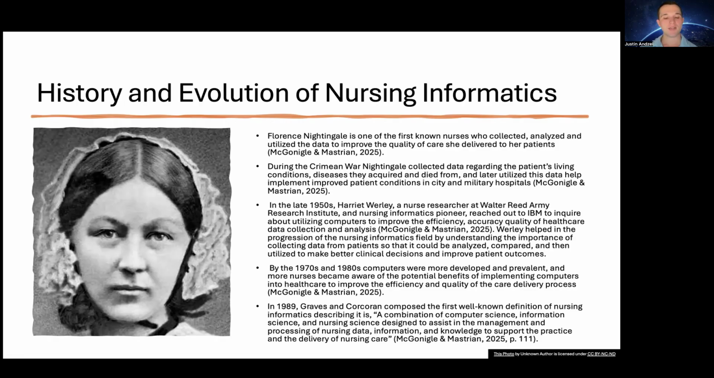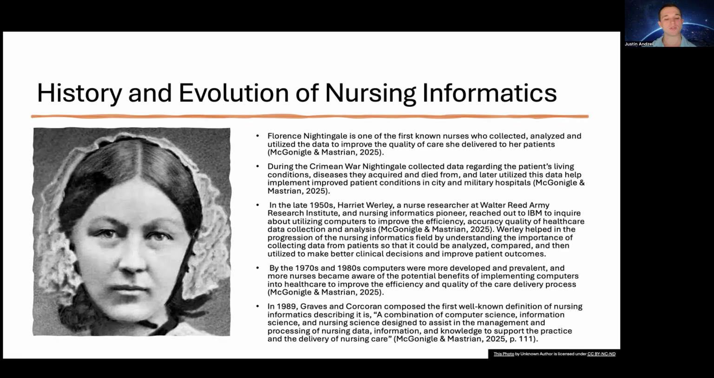By the 1970s and 1980s, computers were more developed and prevalent, and more nurses became aware of the potential benefits of implementing computers into healthcare to improve the efficiency and quality of care of the care delivery process. During this period, nursing leaders were advocating for increased informatic education and usage, developing terminologies to represent patient data, and performing informatics research.